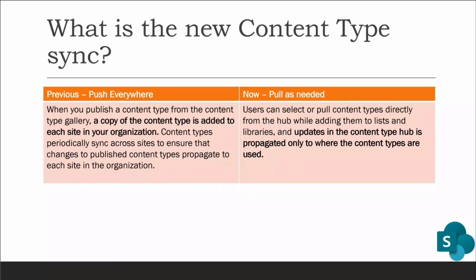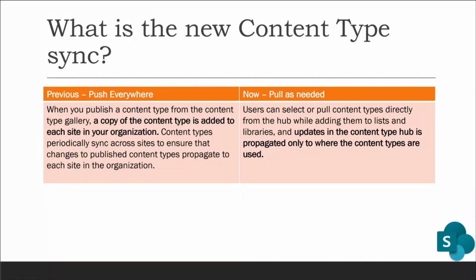All right, so what is basically the new content type sync that we're talking about? Initially, what we really had was the push everywhere model. That means any admin or any user who created a content type in the content type hub or the gallery, whenever that content type got created, a timer job used to run which took all these new content types and copied them to all sites in that organization. Now, the problem with that was twofold. One is, what if there are many content types added? That will lead to a scaling issue.